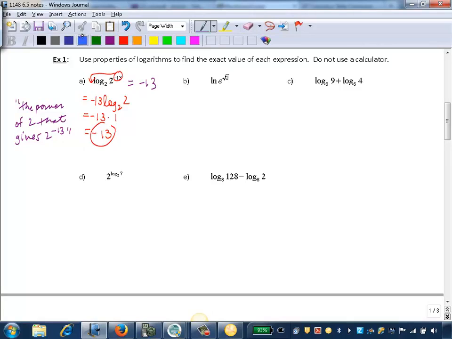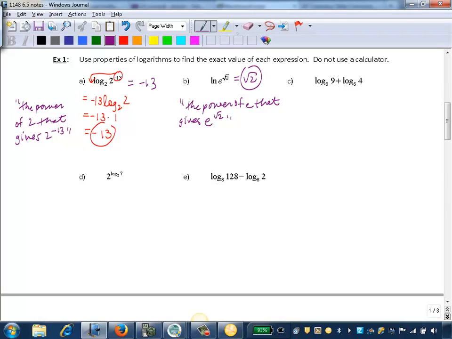Okay, let's look at part B. We want natural log of e to the square root of 2 power. Again, multiple ways to look at it. Natural log, remember, is log base e. So they're asking for the power of e that would give us e to the radical 2. The informal but direct way to describe this is the power of e that gives us e to the radical 2. Just upon inspection, we can see that would be the square root of 2.